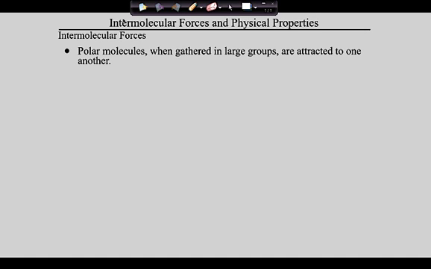All right, so guys, what are intermolecular forces? Well, the story goes like this. Polar molecules, the polar ones, the ones that get the arrows, when they gather together in large groups, are actually attracted to each other. So let's talk really quickly about attraction. These magnets are crazy.